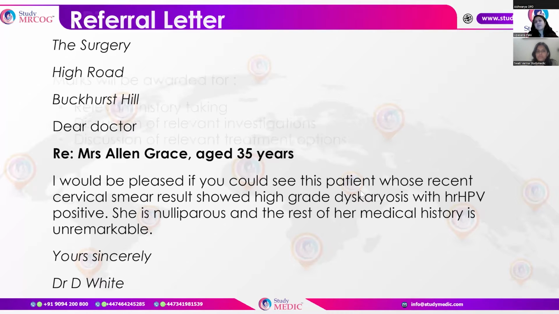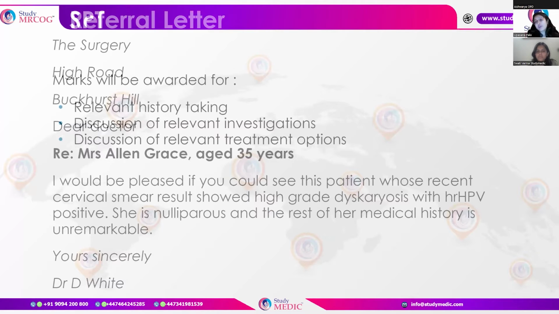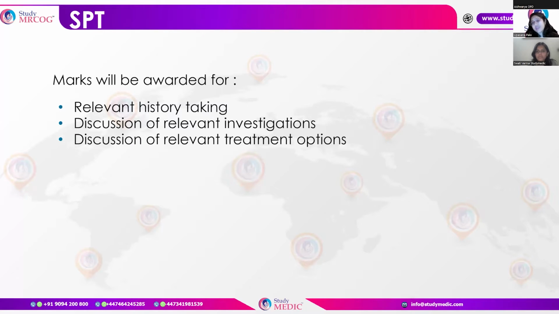So marks will be awarded. Always see where they have asked, that is where you will be getting your marks. So please go through the question very carefully, because if you go through these small tricks, the marks will accumulate and you will be able to clear the exam very easily. So relevant history taking is very important. Discussion of relevant investigations, what further investigations you want to carry out, and any treatment options if applicable. Okay, so let me just start this. These are the role player instructions.